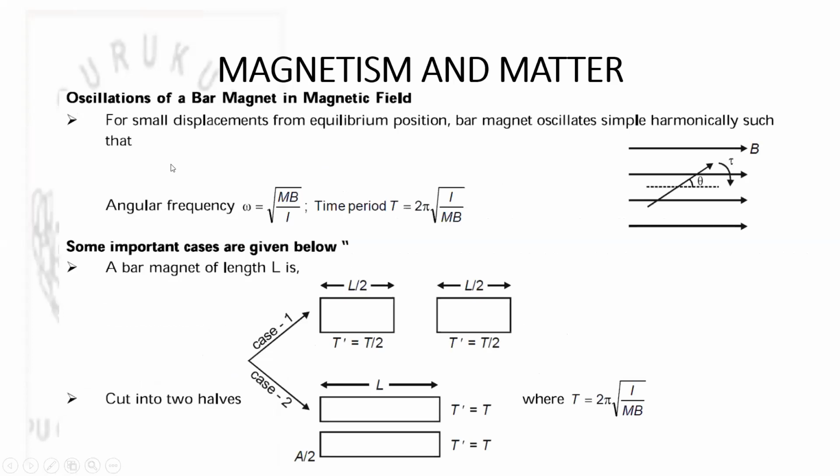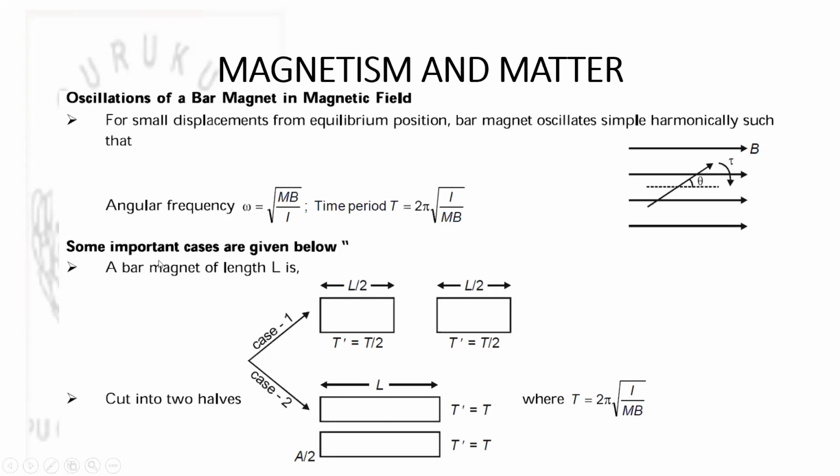Then, oscillations of a bar magnet in a magnetic field. If you have a bar magnet in its equilibrium position in a magnetic field, and its equilibrium position is disturbed, then the bar magnet starts to oscillate simple harmonically, so that its angular frequency omega is equal to root mB by I, and the time period of oscillations is T is equal to 2 pi into root of I by mB, where I is the moment of inertia of the magnet, m is the magnetic dipole moment, and B is the magnetic field strength.